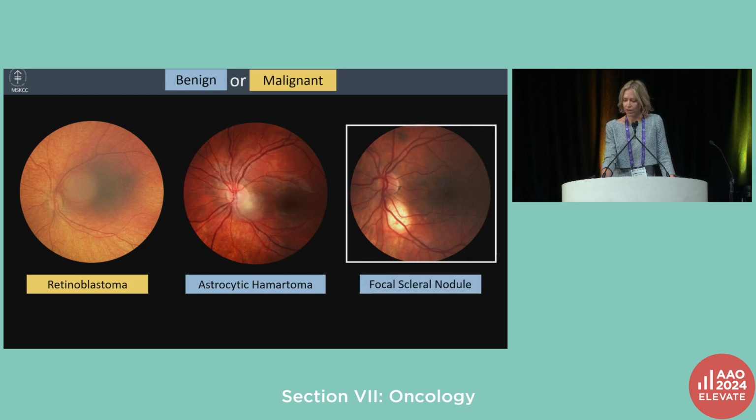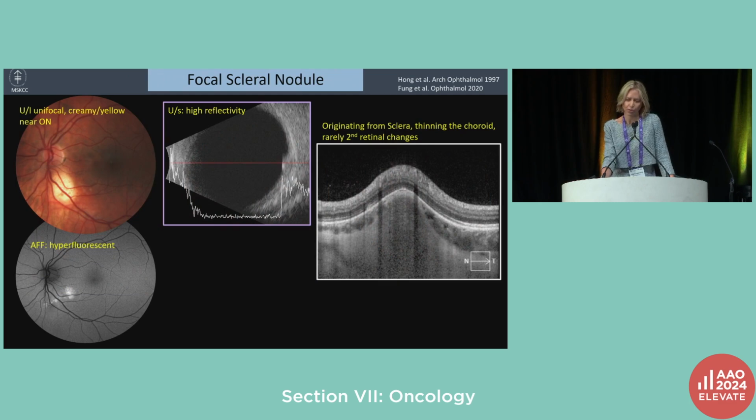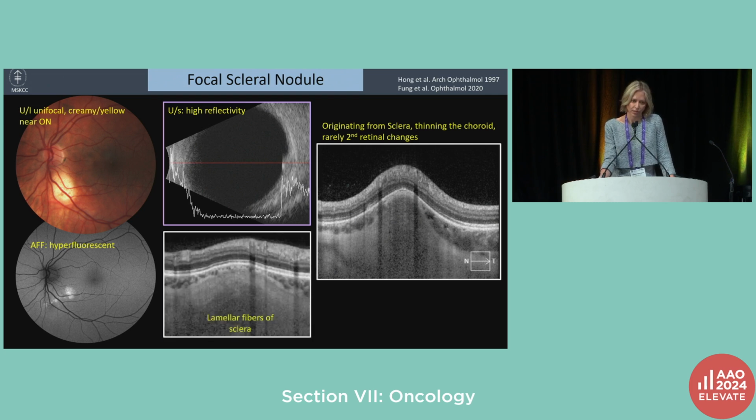And then this last one here is a focal scleral nodule. These are unifocal, creamy yellow, often near the optic nerve. They are hyperfluorescent on autofluorescence. They are typically highly reflective, and there's the OCT showing that this is originating from the sclera. There is thinning of the choroid, and interestingly, there are rarely secondary retinal changes, and if you look closely, you can see the lamellar fibers of the sclera.